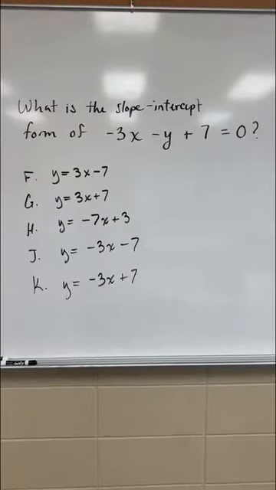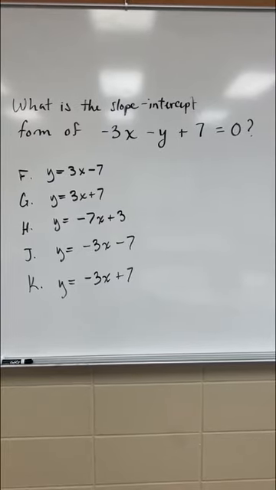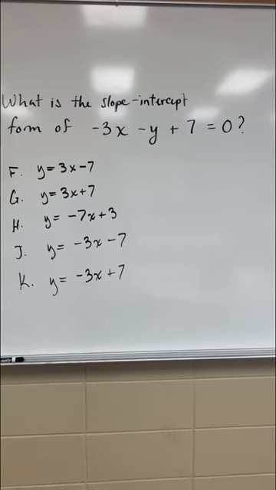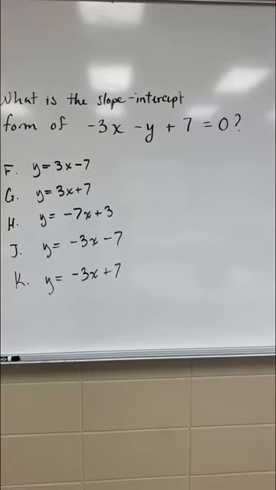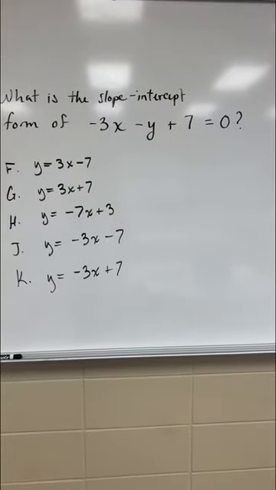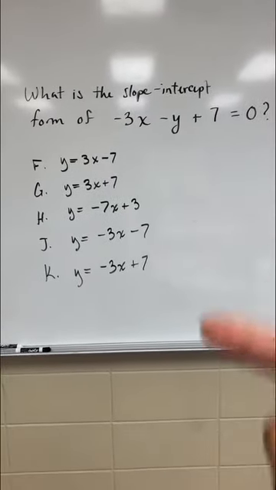But all of these are ACT questions, and I just want to go into some techniques on how you can get a correct answer or maybe do some elimination. So here's the question. It asks, what is the slope-intercept form of negative 3x minus y plus 7 is equal to 0? And then you have 5 selections here, all right?